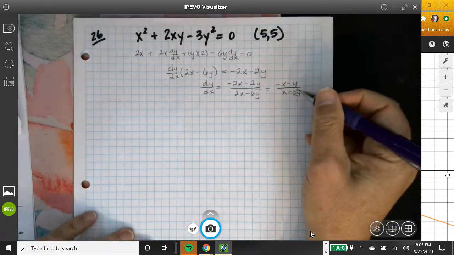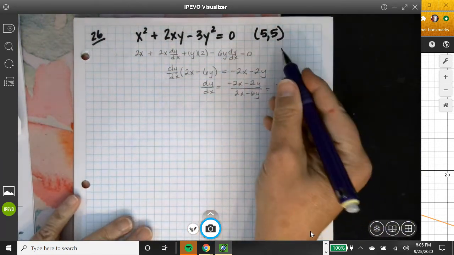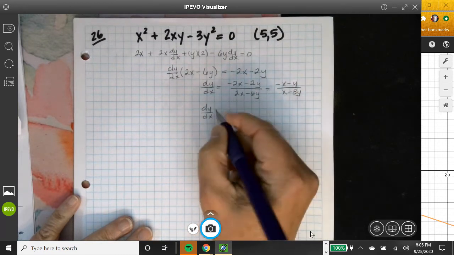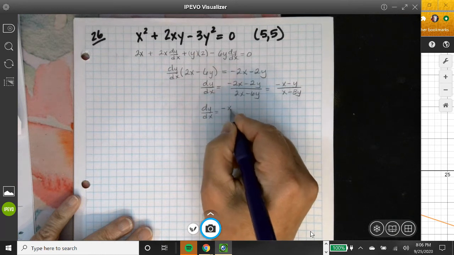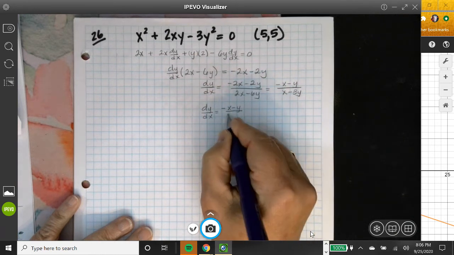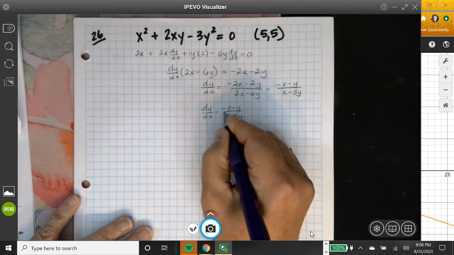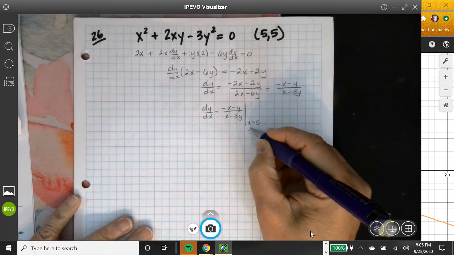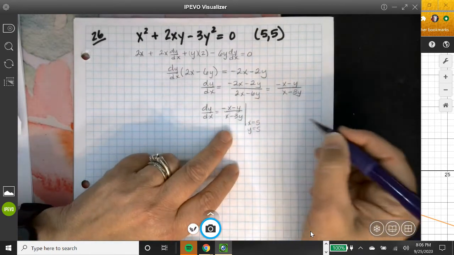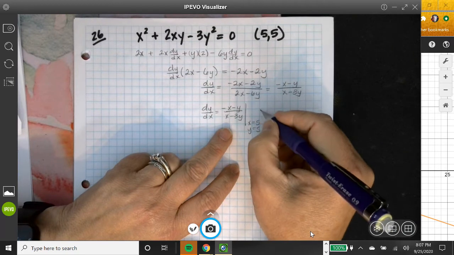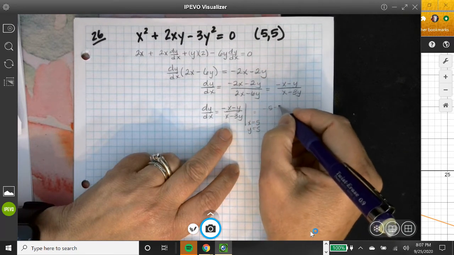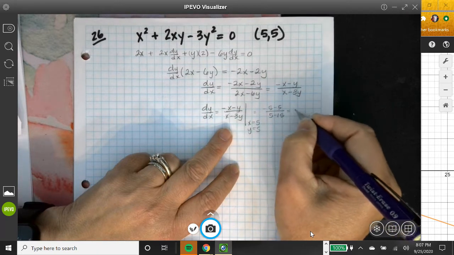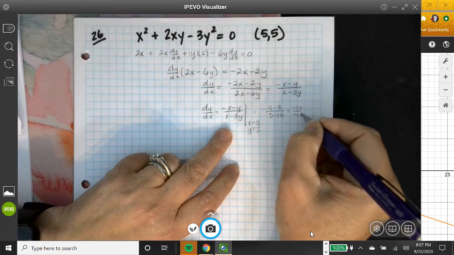All right, so there's my derivative. And I want to find out what the slope is at (5, 5). So I'm going to take my derivative here, negative x minus y over x minus 3y, and I'm going to use my such-that bar and say x equals 5 and y equals 5. And we're going to substitute those in. So I'm going to get negative 5 minus 5 over 5 minus 15, which gives me negative 10 over negative 10, which is 1.